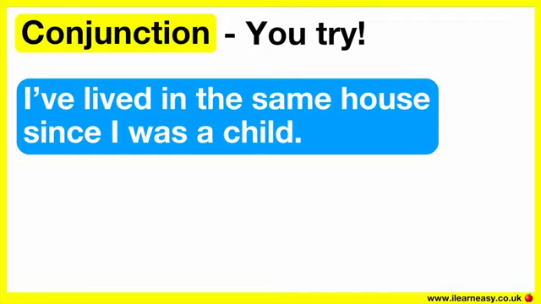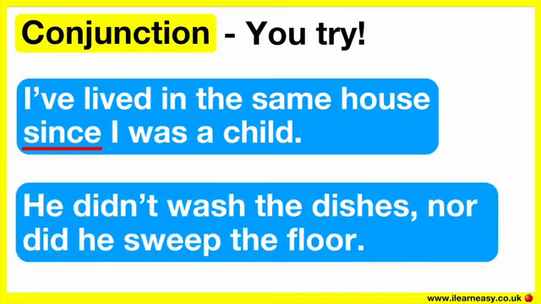I've lived in the same house since I was a child. The conjunction in this sentence is since. It's a subordinating conjunction. He didn't wash the dishes, nor did he sweep the floor. The conjunction in this sentence is nor. It's a coordinating conjunction.